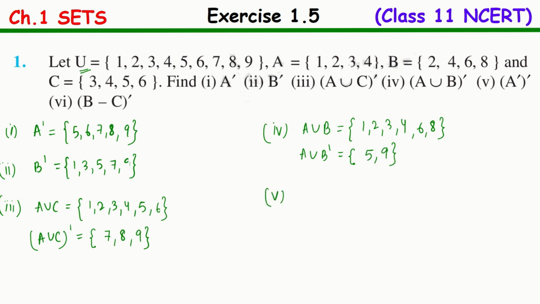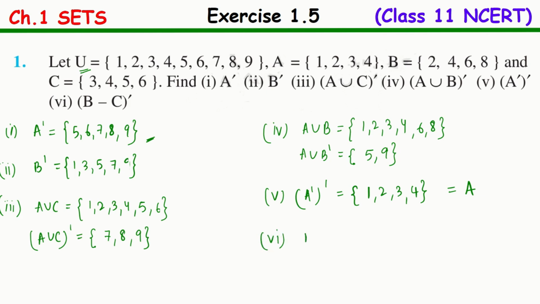The fifth part is (A complement) complement. So you know that A complement is this. Now we have to write the complement of A complement, meaning all the things which are not present in A complement. So that will be 1, 2, 3 and 4. And from this, one more property of complements is proved here, that the complement of A complement is nothing but the set A itself.